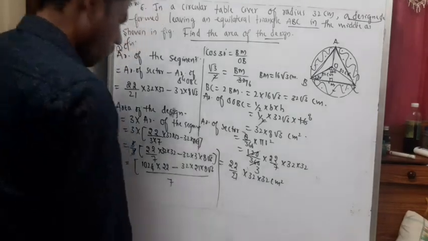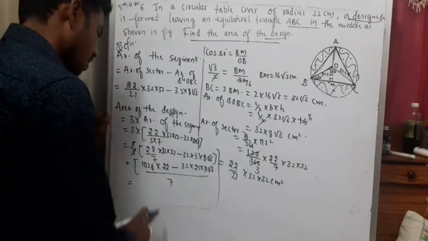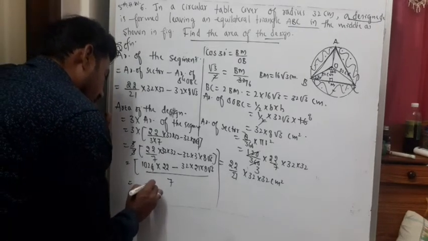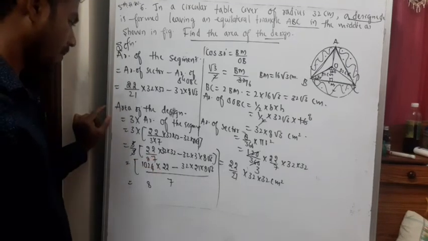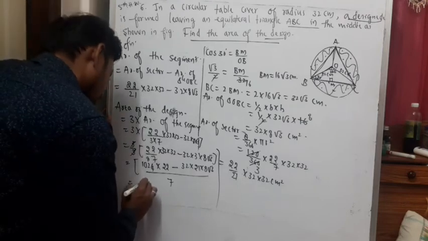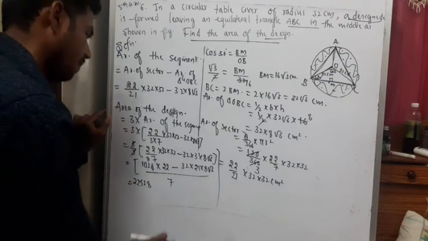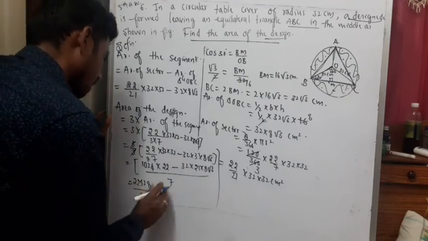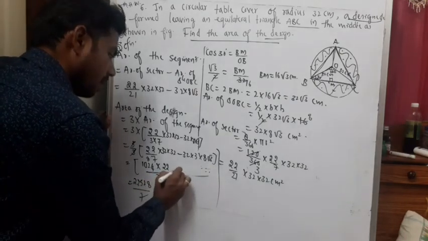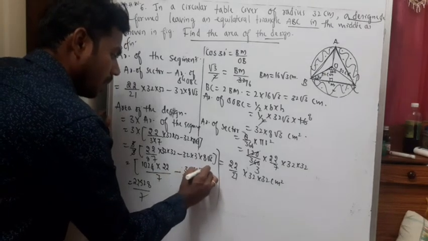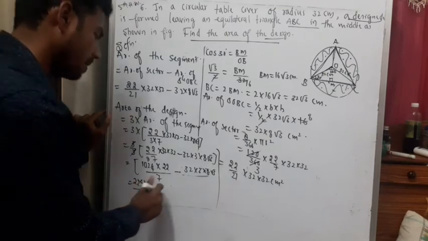Okay, now 1024 into 22. 22 4s are 88, carry 8. 22 2s are 44 plus 8, 52. 22 1s are 22. Divided by 7, so this will be 22,528 divided by 7 minus 32 into 3 into 8 root 3.